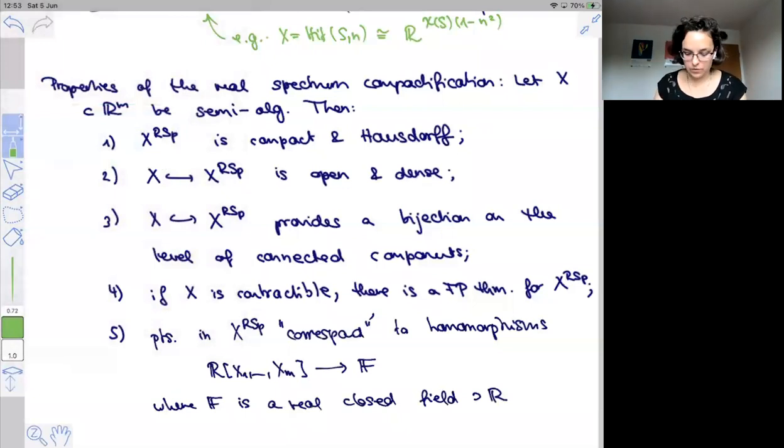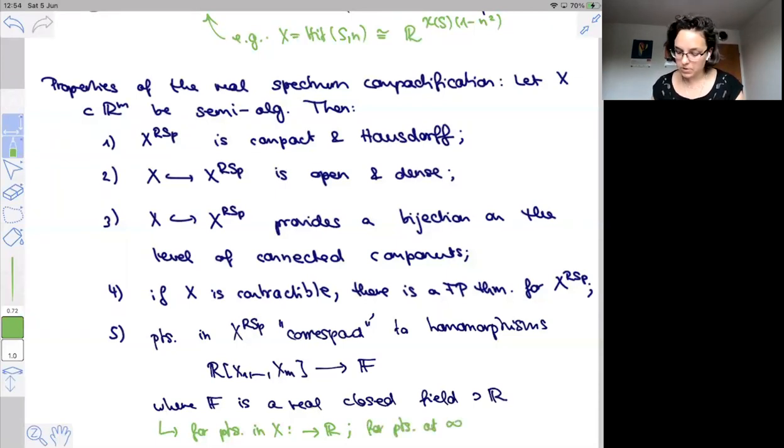So if you are a point in X, so not on the boundary, then these homomorphisms will go to R. And for points at infinity, these homomorphisms will go to F that are non-Archimedean. And I'll define this now in the last slide.